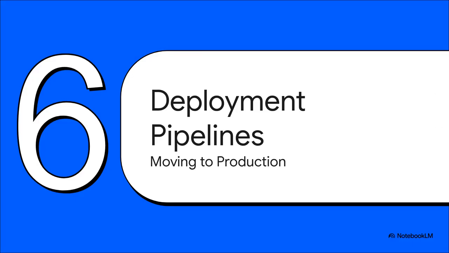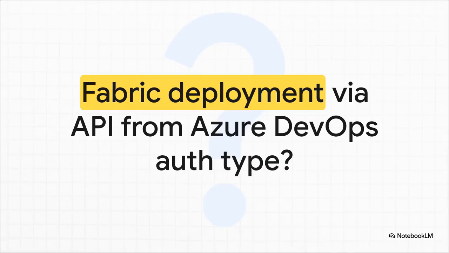Section 6. Deployment and CI/CD pipelines, moving to production. All right, we've built the architecture, we've secured it, and we've optimized it. Now, Contoso actually needs to safely deploy these changes from their development workspace into their test and production environments.